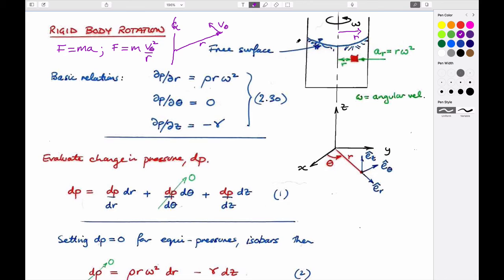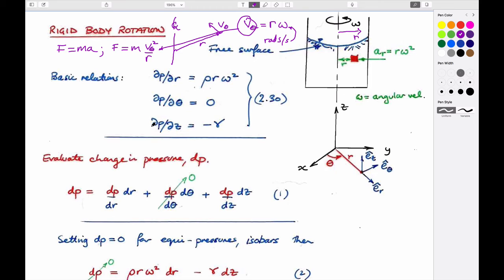And so what we can do is note that v theta is equal to just the radius multiplied by the angular rotational speed. This is in radians per second. And if you substitute this into here, you'll get something that includes omega squared, etc. And so these are the expressions that come out of it. So let's not worry about deriving them, but just use them.